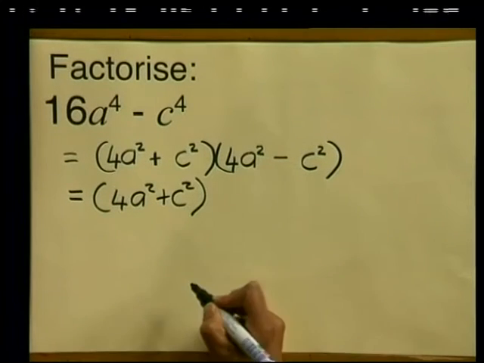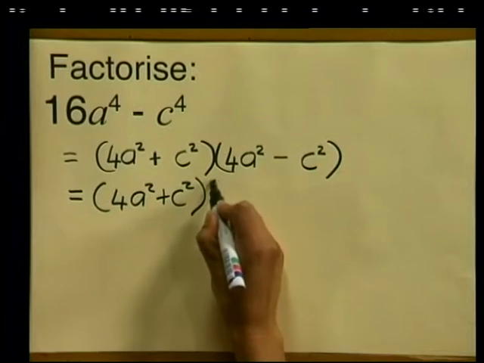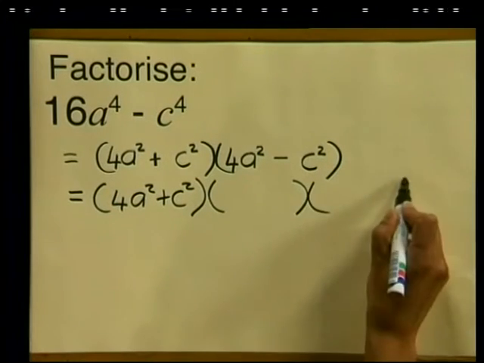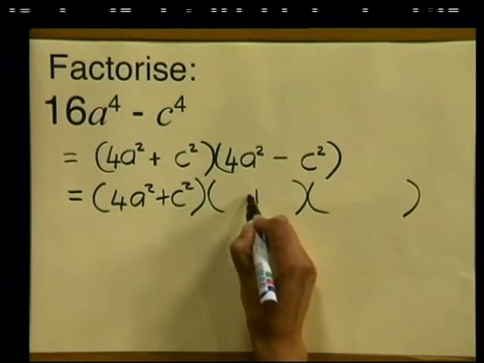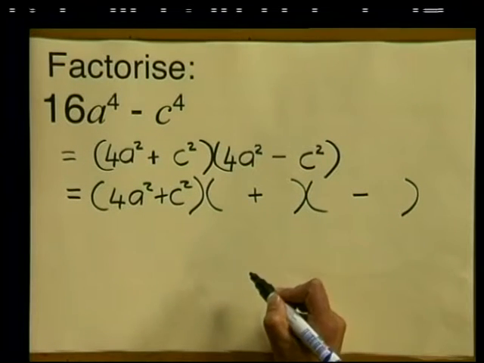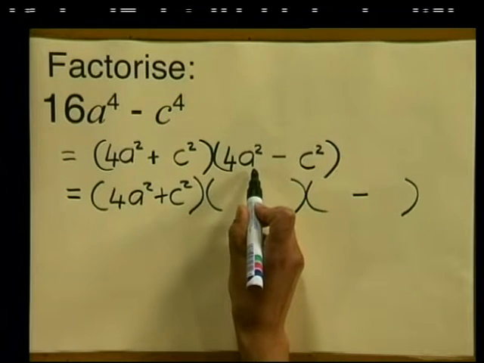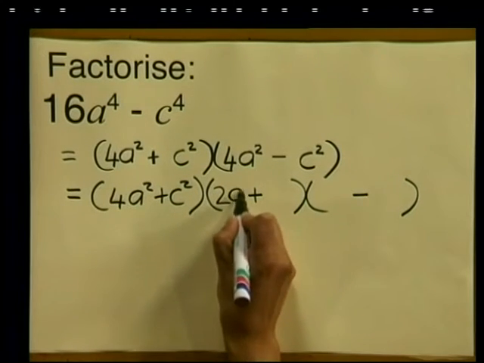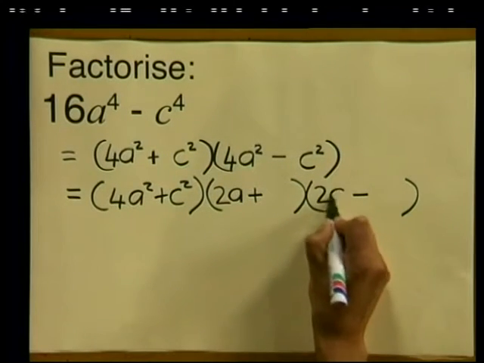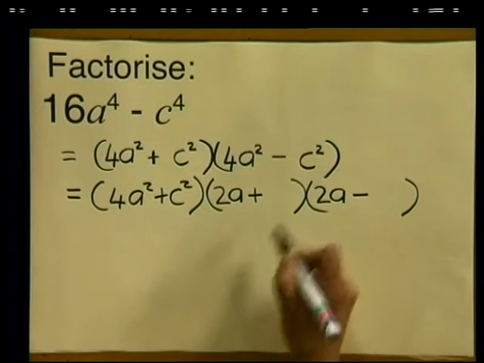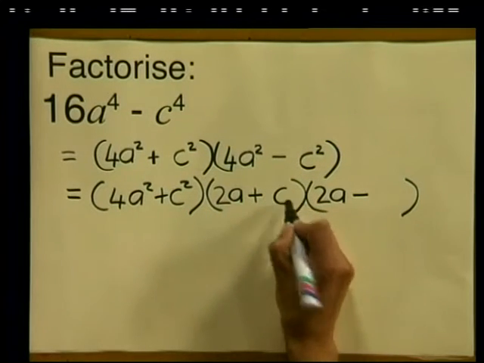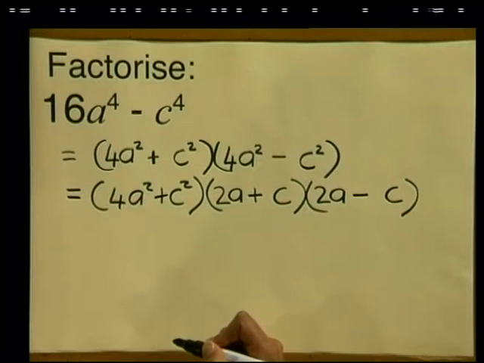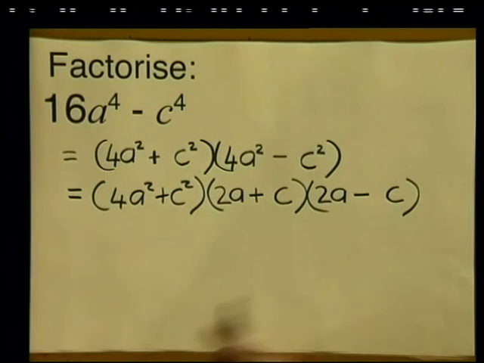Now here is our difference of two squares. So straight away we put down our two brackets, and we know we're going to have one with a plus sign and one with a minus sign. Now we need to find the square root of 4a squared, and we should know that that gives us 2a, and we write that in the first place in each bracket. And then the square root of c squared, which is c, and we write that in the second place in each bracket. And this is our expression fully factorized.